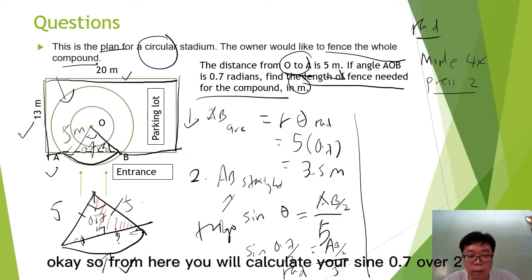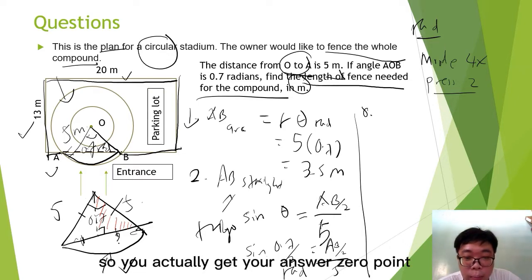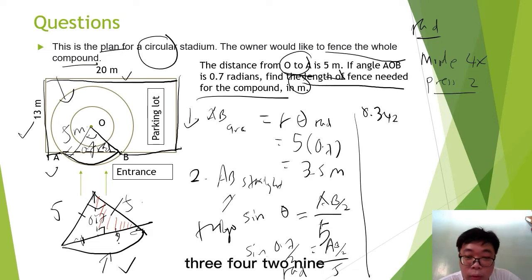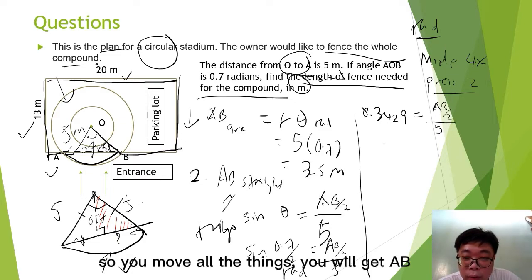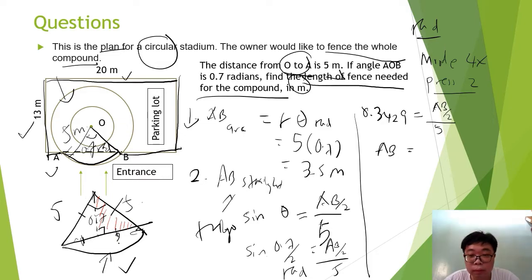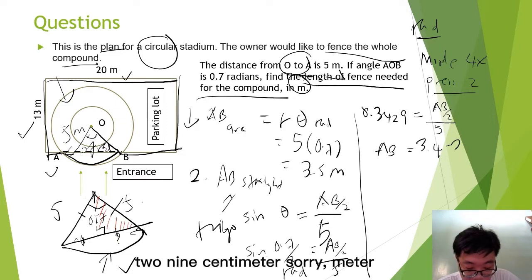Okay, so from here you will calculate sine 0.7 over 2. So you actually get the answer 0.3429 equal to AB over 2 over 5. So you move all the things, you will get AB. So AB actually is 3.429 meter.